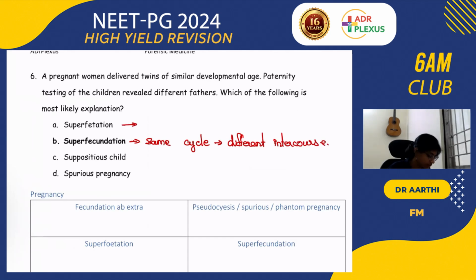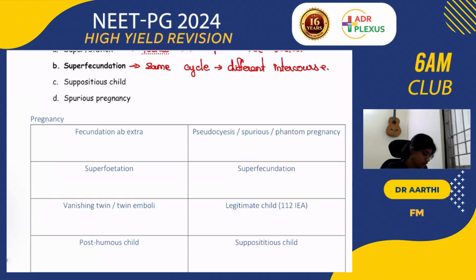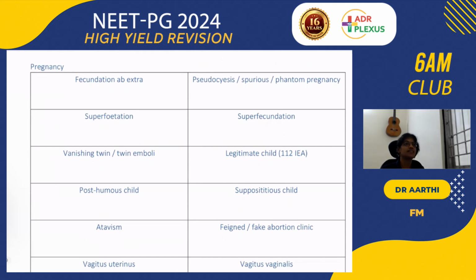Okay, now here there is a fetus on top, another fetus. Fecal tissue ab extra. So again, these are important points, so we will go through them quickly. Fecal tissue ab extra means the semen is deposited out, but still the female gets pregnant.